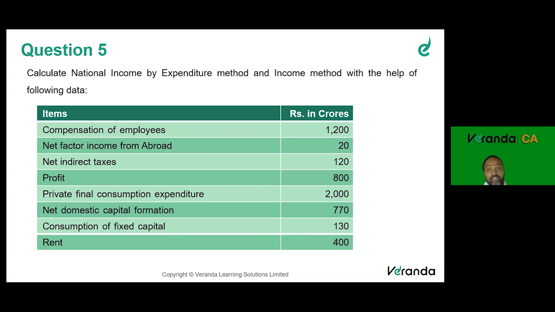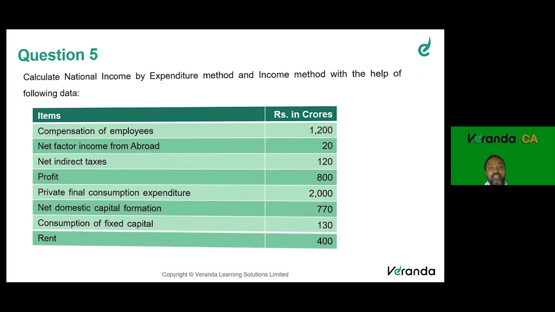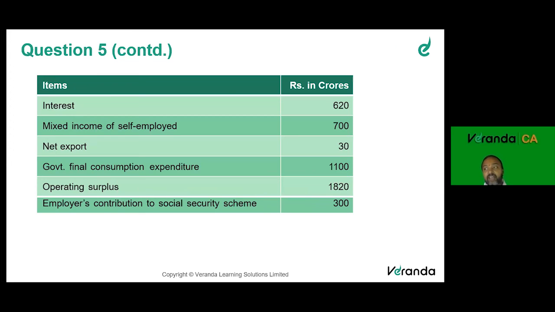NFIA, we have to consider in the next step when we are computing the NNP. So nothing is available in this particular page. And then we are going to have something called net export. Net exports need to be included as a separate line item because they have given it 30 crores here.